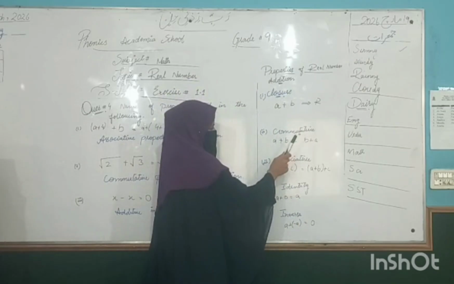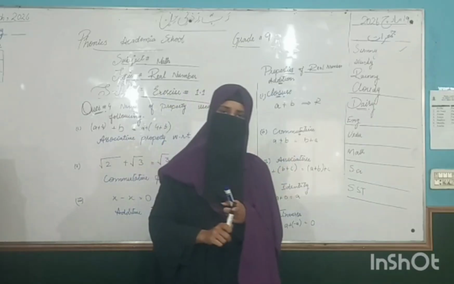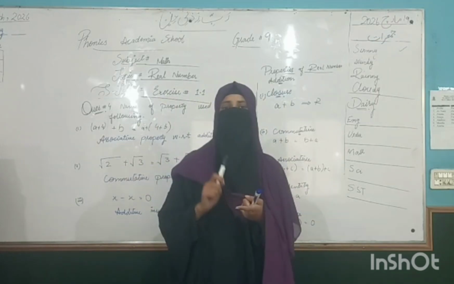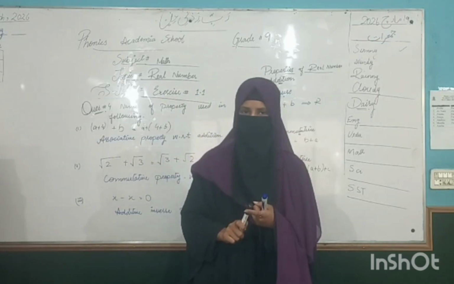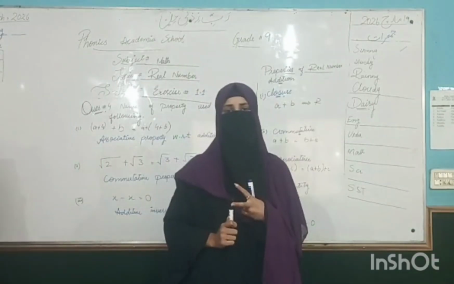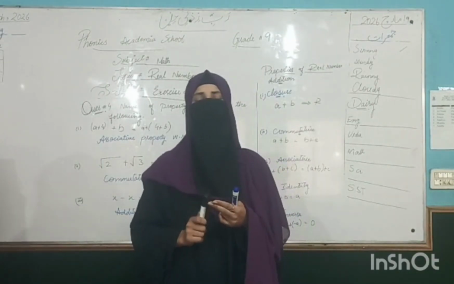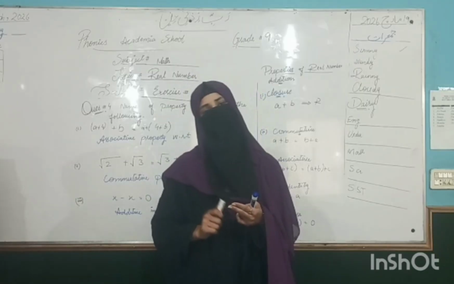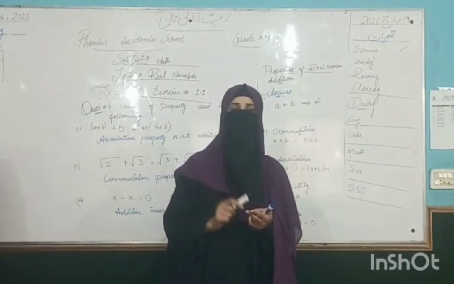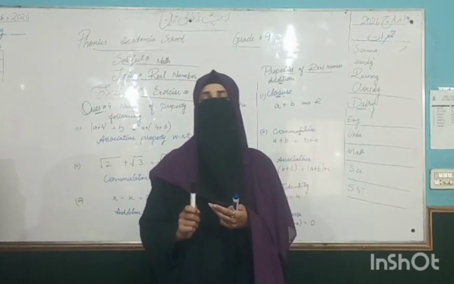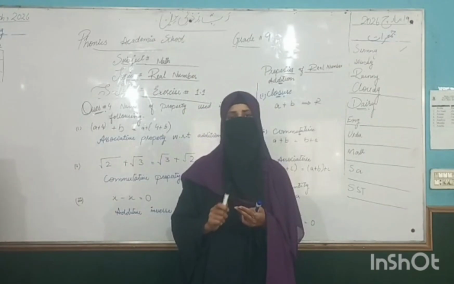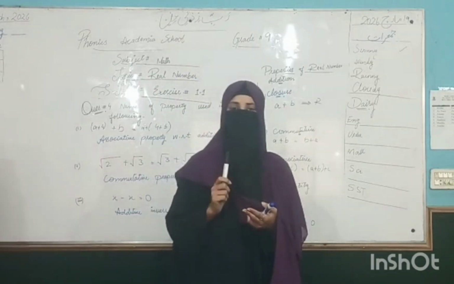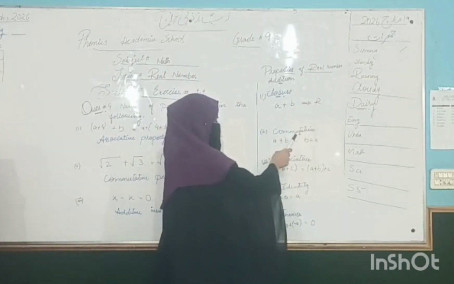But the commutative property has two sides. One side is the left hand side and the second is the right hand side. Each side has two terms and both sides have the same terms. For example, one side is equal to a plus b, the other side is equal to b plus a. Like in numbers, one side is 2 plus 3 and the other side is 3 plus 2, which are the same terms. So having two sides with the same two terms is known as the commutative property.